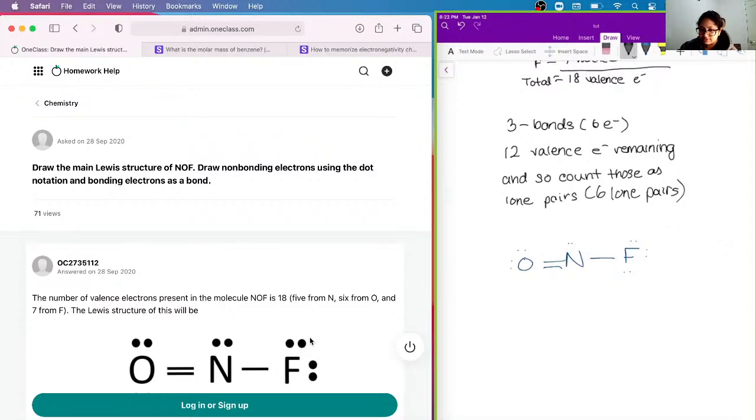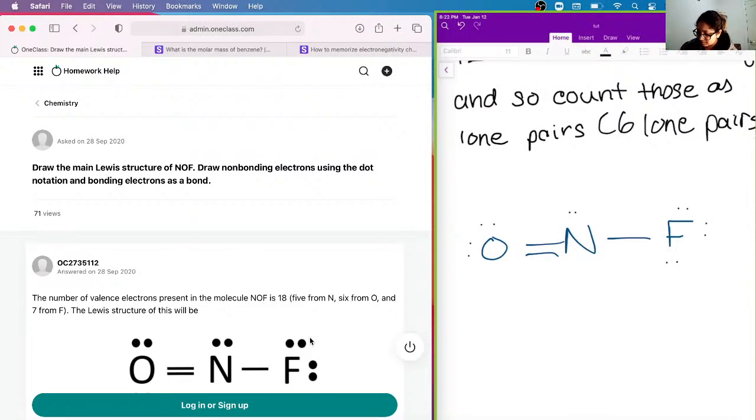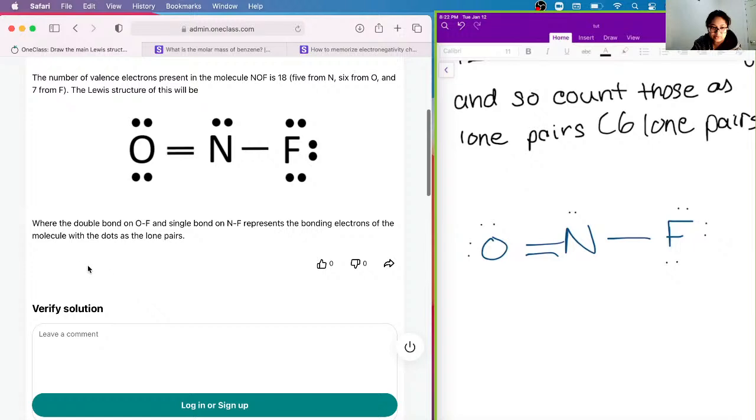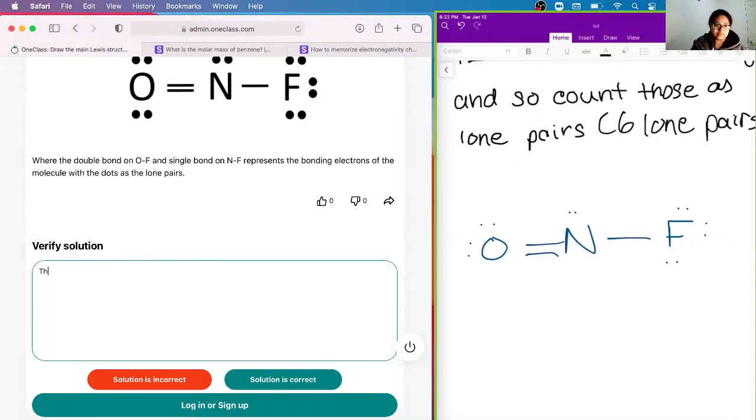So what I mean is we have 6 lone pairs. Okay, and you can see this over here, where we have 2 lone pairs on oxygen, 1 lone pair on nitrogen, and 3 lone pairs on fluorine. So this is what they've got. So where the double bond on O, it's supposed to be O=N, and single bond on N-F represents the bonding electrons of the molecule, but the dots have to go first. Okay, so yeah, is correct.